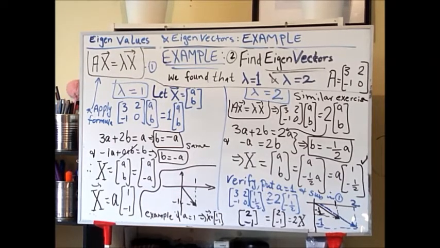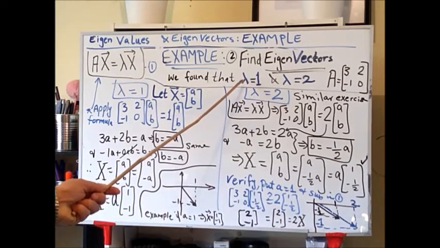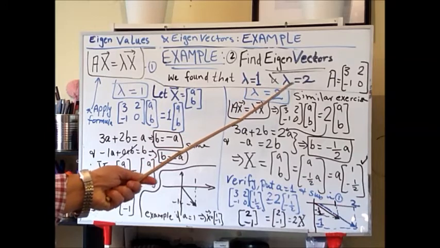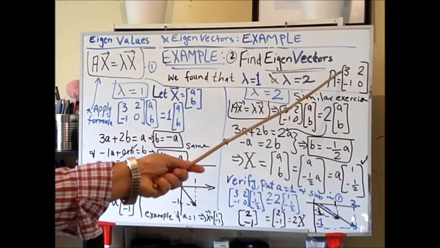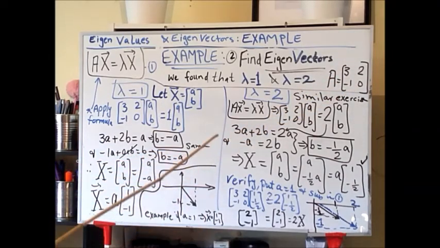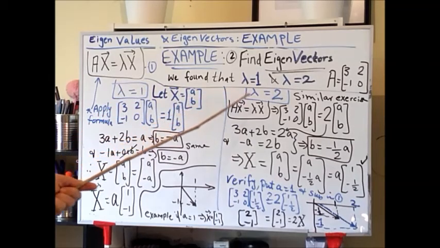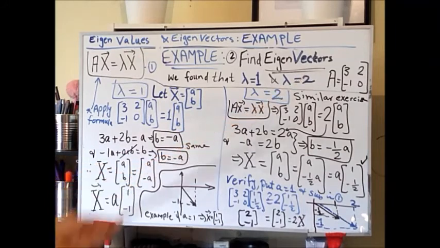Now after we found the eigenvalues, we want to find the eigenvectors that correspond to them, verify the solutions, and see what they represent. We found two values, lambda equals 1 and lambda equals 2, for the transformation matrix A, 3 2 minus 1 0. We are here to find the eigenvectors corresponding to these two values. We do lambda equals 1, and the same steps we follow for lambda equals 2.